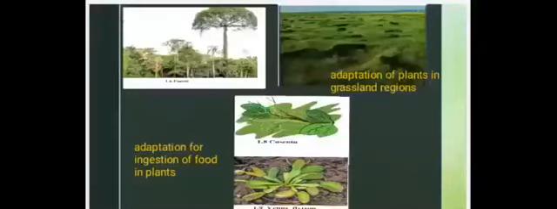Next we saw the forest. In the forest region, the trees are tall and the climbers and vines grow to a great height with the support of trees to get the sunlight. Next we saw the grassland region. The grasses of the grassland region have fibrous roots so that they can prevent soil erosion. Then, last, we saw adaptation for ingestion of food in plants.